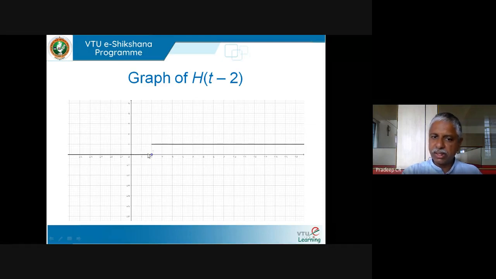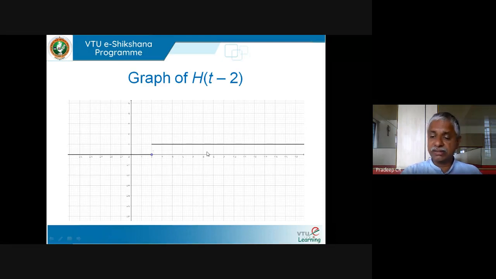You're walking on this, and at this point, you climb up the step. And afterwards, you remain there only. So this is also called the unit step function. Unit because you have climbed up one unit in the positive y direction. So it's called the unit step function, also called the Oliver Heaviside function. This is how h of t minus 2 looked. H of t minus 3, how would it look? Same thing, but up to 3 it would be 0. After 3 it would be 1. H of t minus 5, yes, up to 5 it would be 0. After 5 it would be 1.